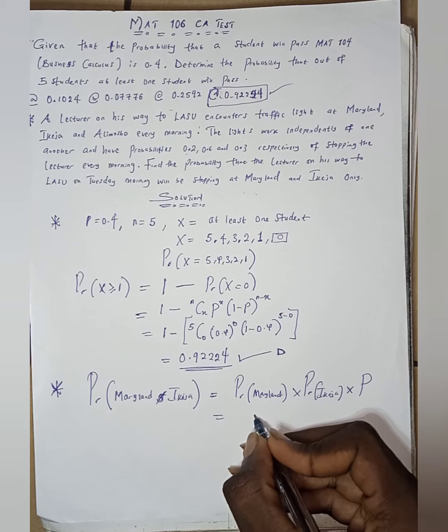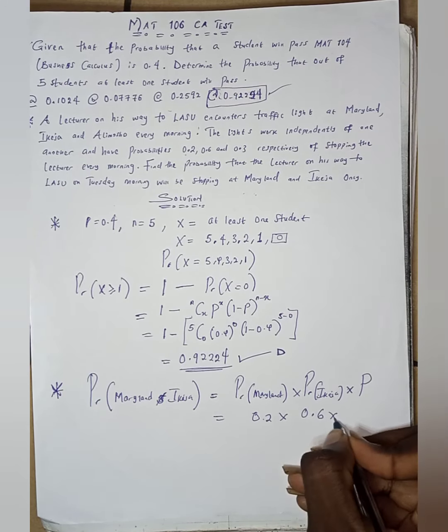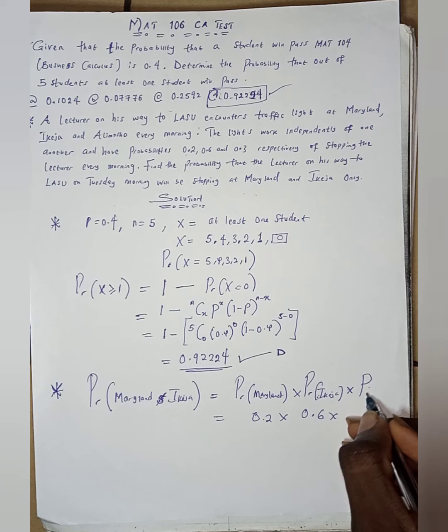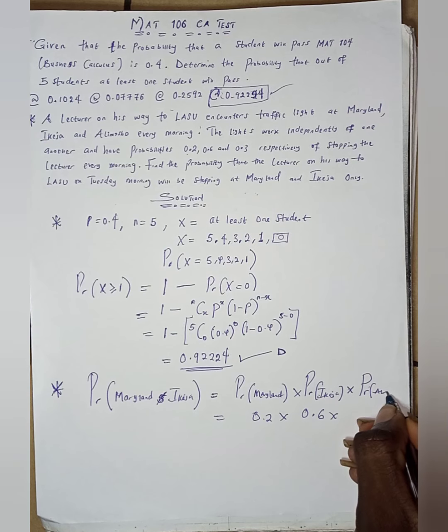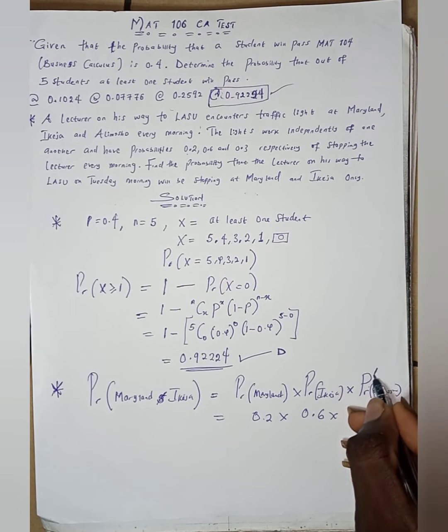The probability of Maryland is 0.2, as given. For Ikeja it is 0.6. Now in this case I will pick the probability that the lecturer on his way to LASU will not stop, that means the lecturer did not stop at Alimosho. That is the probability prime, or let me just say the failure.